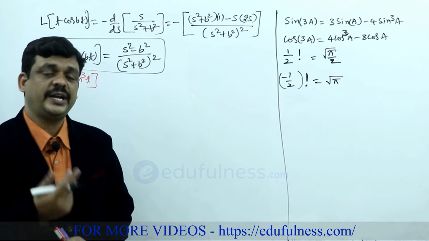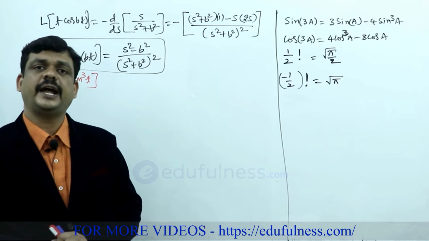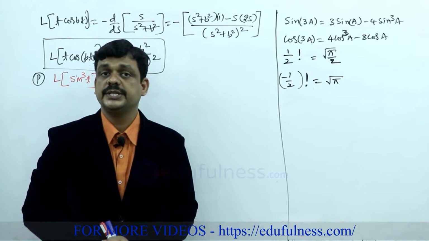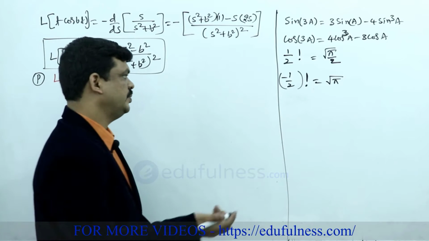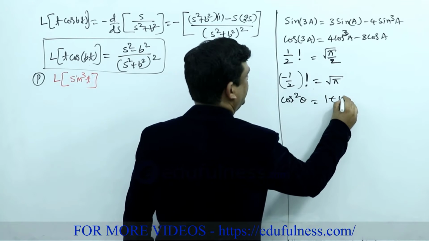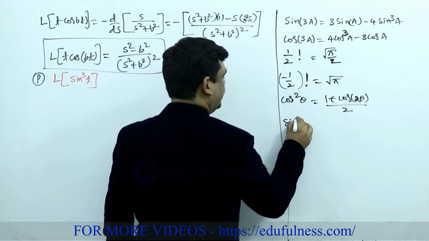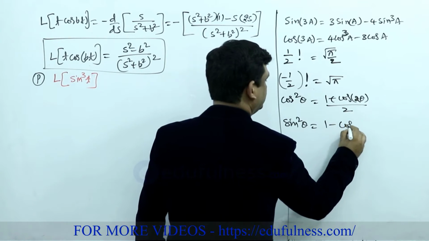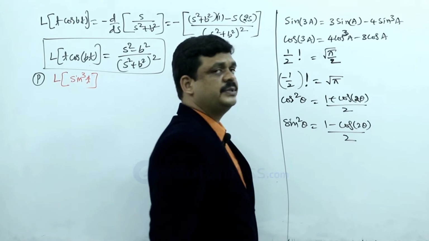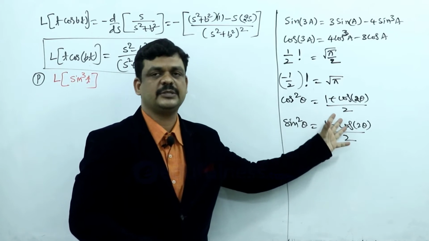I have already explained sine square theta and cos square theta. Whenever sine square theta and cos square theta are given, immediately write those functions in terms of 1 minus cos 2 theta by 2 or 1 plus cos 2 theta by 2. Sine square theta is equal to 1 minus cos 2 theta by 2, and cos square theta is 1 plus cos 2 theta by 2. These are the mathematical equations. For sine it becomes minus and for cos it becomes plus. If the functions are square functions, use this formula, then find the Laplace transform.